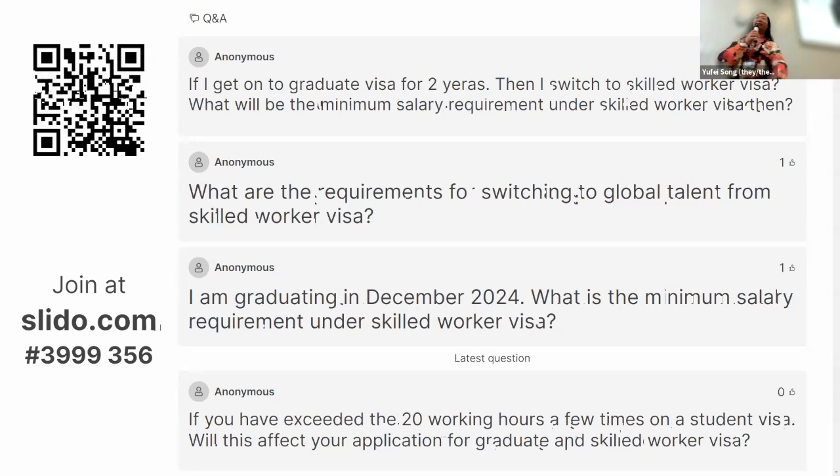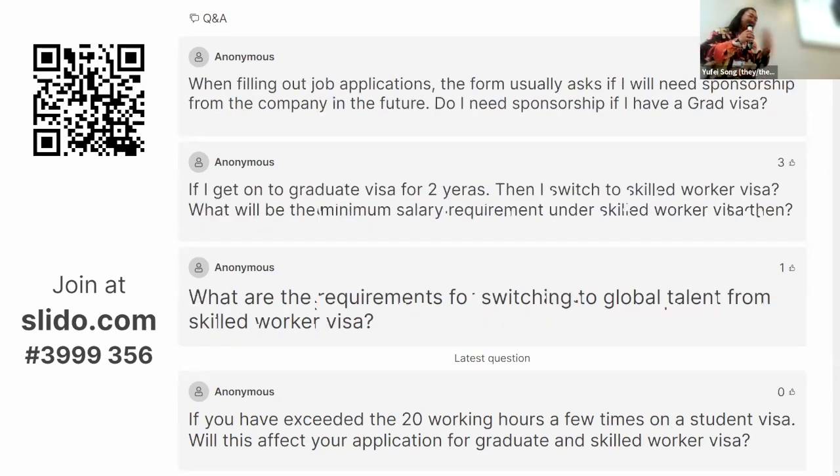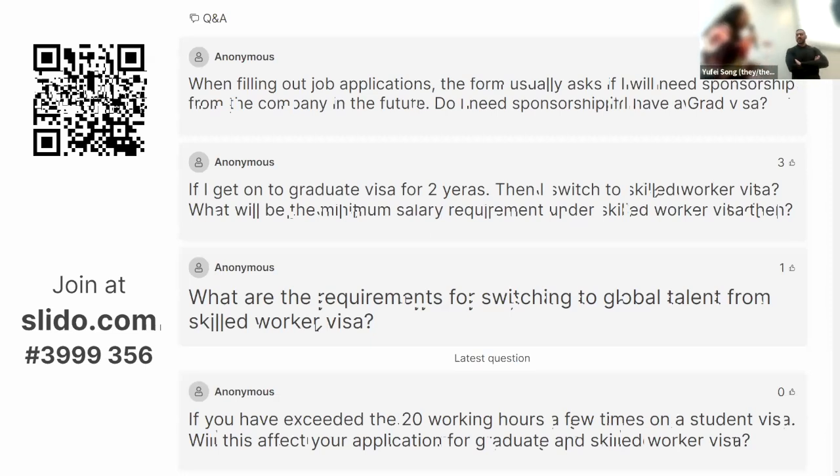So shall we hover in front of my laptop, if that's all right, so we can all be on the screen as well. Right, so the first one: in a job application, the form usually asks if I will need sponsorship from the company in the future. Do I need sponsorship if I have a grad visa? This is actually something I've gotten a few times from students in appointments and workshops. What are your thoughts on this?